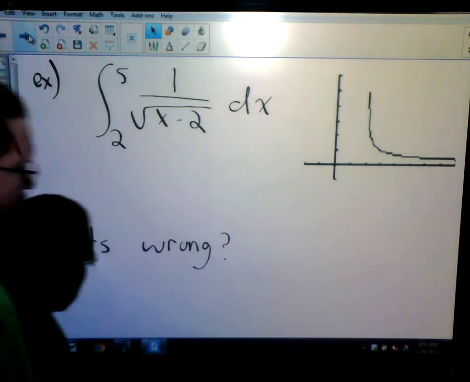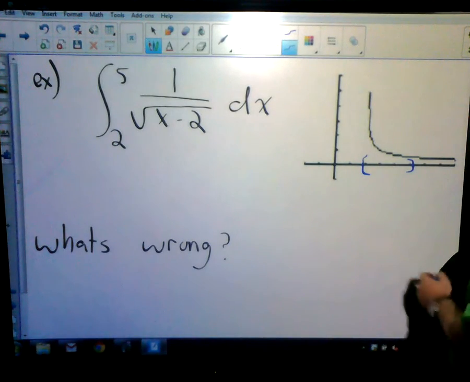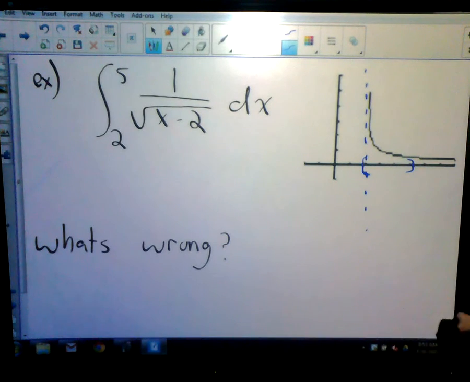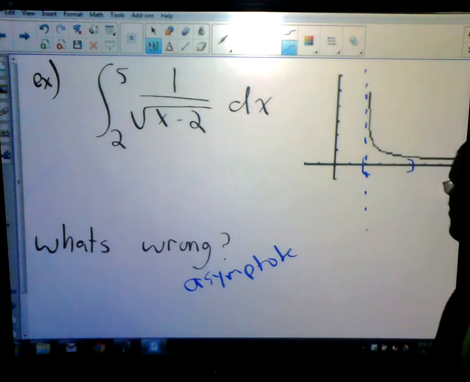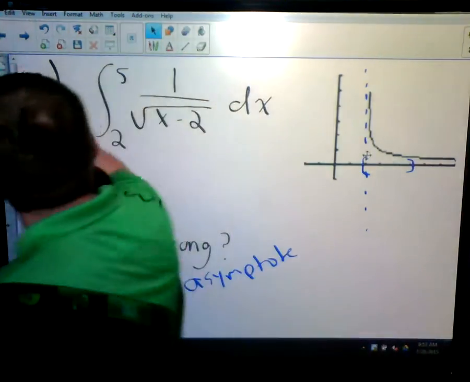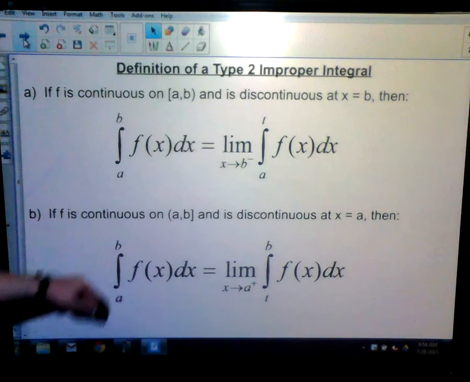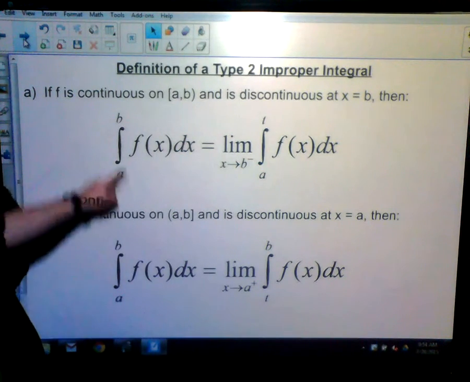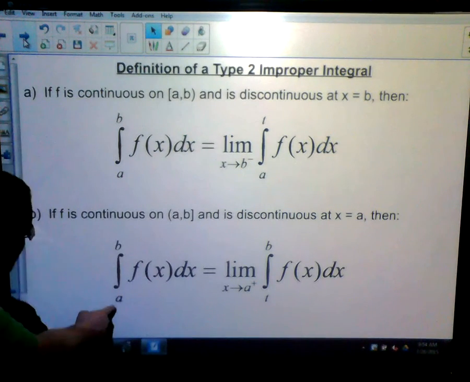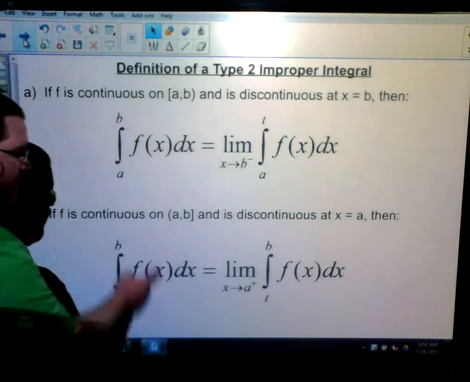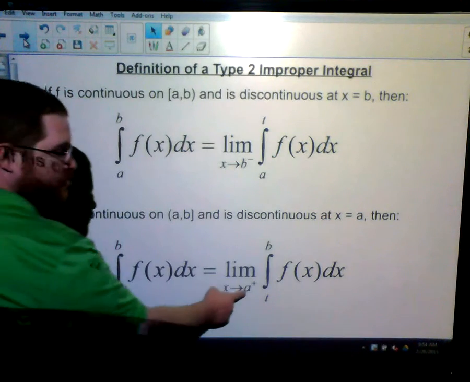If I wanted to evaluate this from 2 to 5, what's wrong? There's an asymptote at 2. Because of that, we have to do this problem slightly differently. If you have an asymptote either at A or at B, we're going to take that out and put a limit in there. So we can't go to B in this problem, so we're going to go to B from the left side. Or in this problem, we can't go to A, so we're going to go from A to the right side. This is what we're going to use for the problem we just did. The 2 was an asymptote, so we have to do 2 plus.